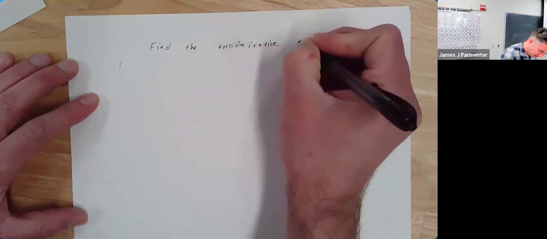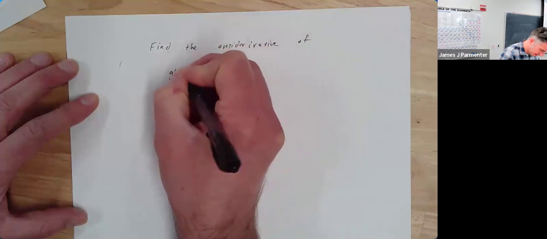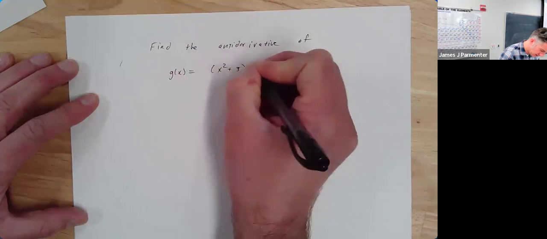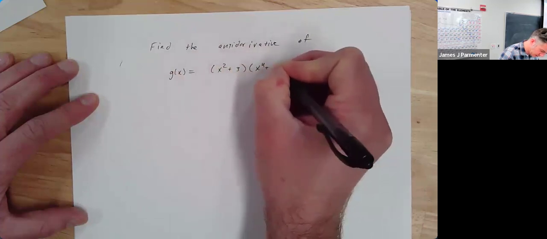Find the antiderivative of g of x equal to x squared plus 3 times x to the 4th plus 2x.